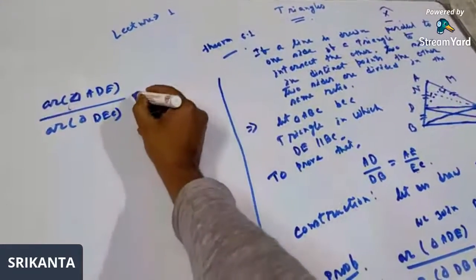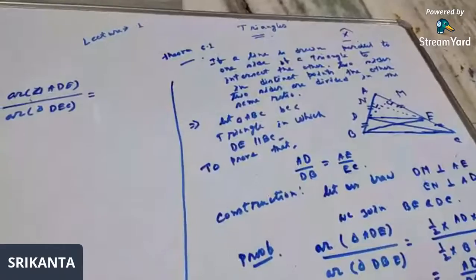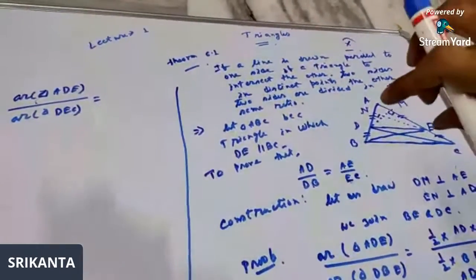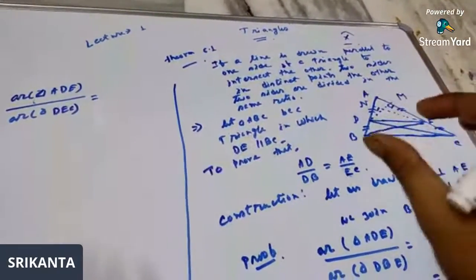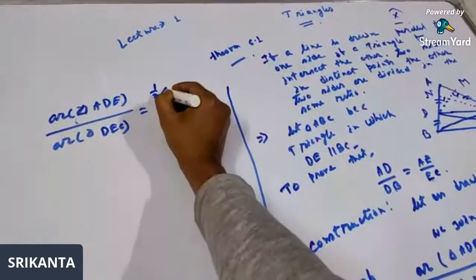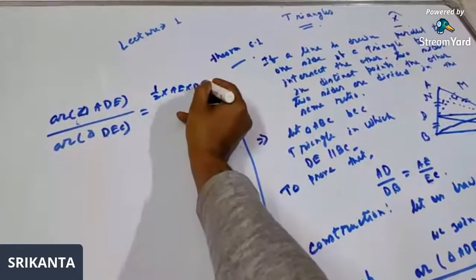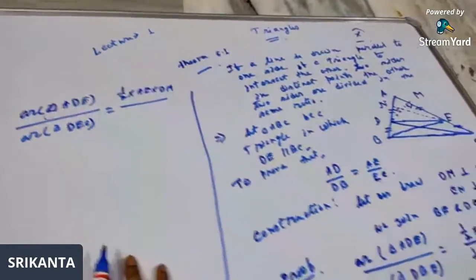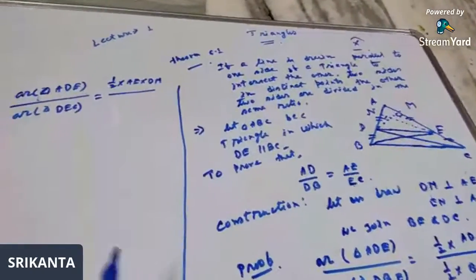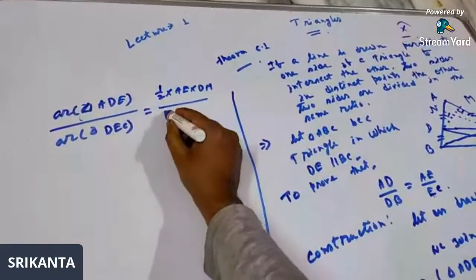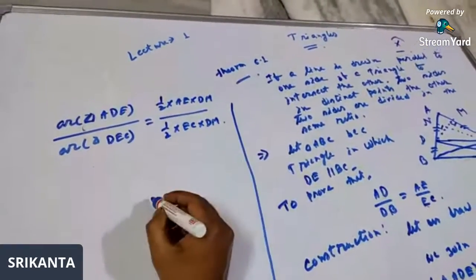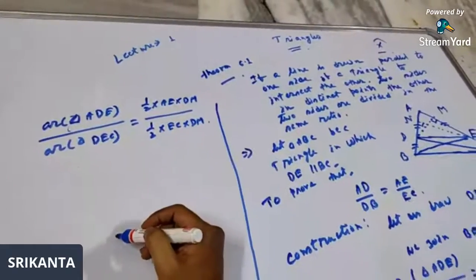Clear? What do we have? The area of ADE will be half into base into height, so half into AE into DM. Again, DEC will be half into EC into DM. Yes or no? So half into EC into DM. Half cuts down, right?